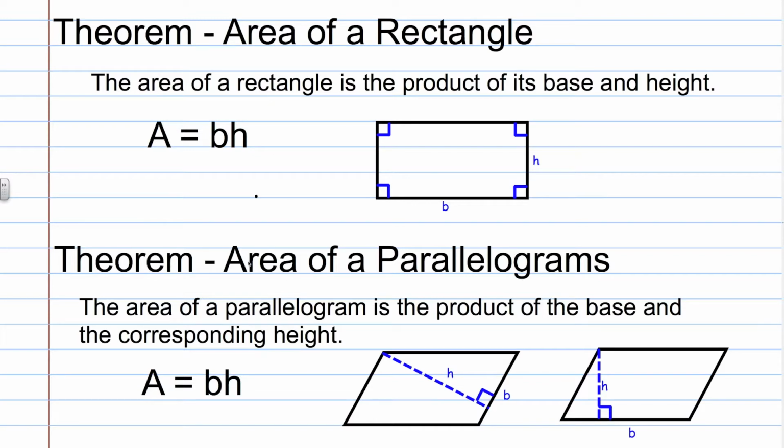Here we have the theorem, the area of parallelograms. The area of a parallelogram is the product of the base and the corresponding height. Notice the difference in how that's worded. The reason I want to point that out to you, between up here, where it's just the product of the base and the height, and down here where it's the product of the base and the corresponding height.